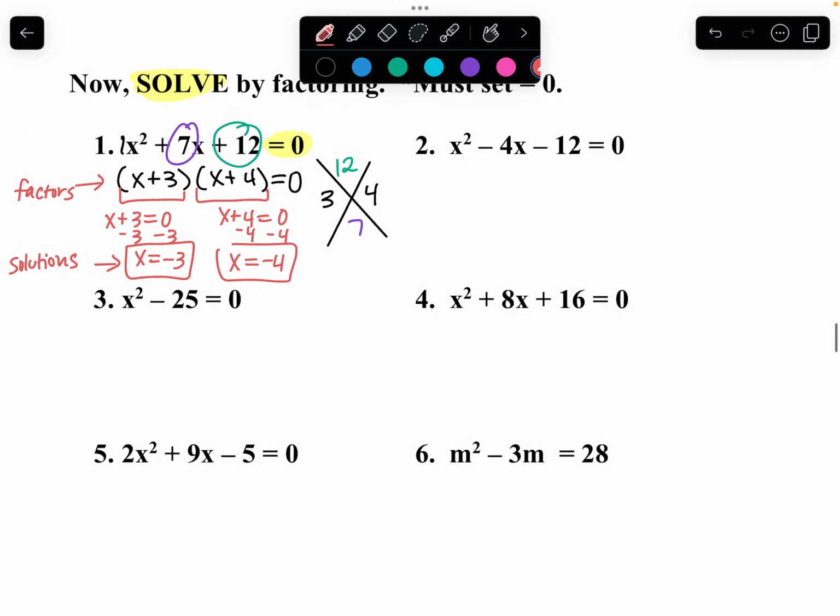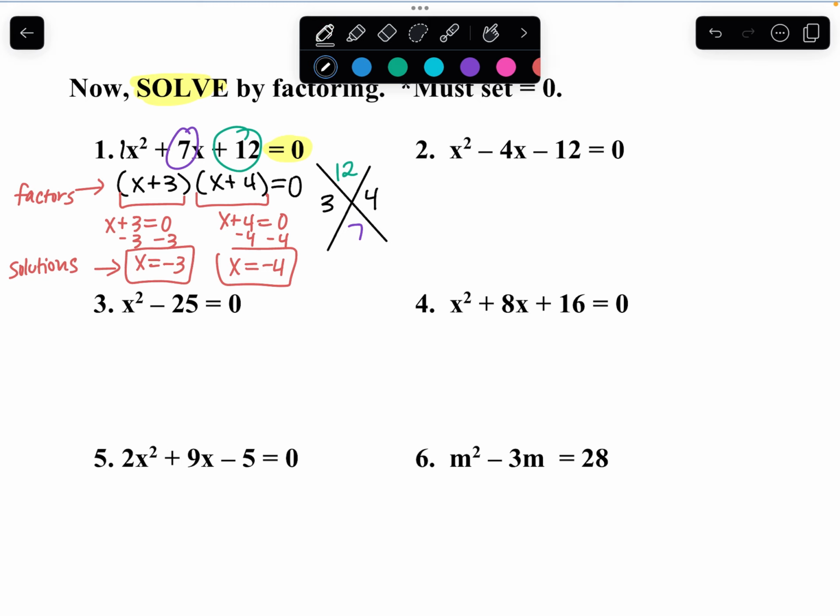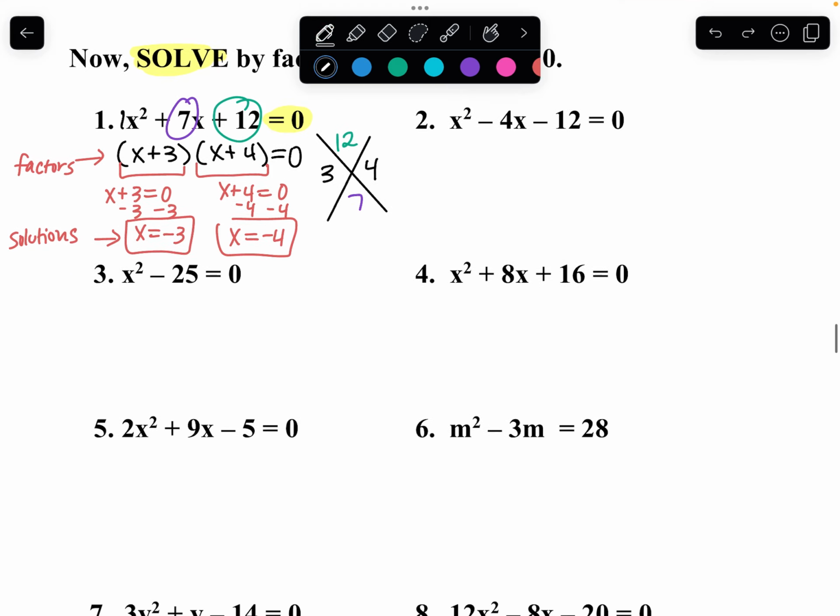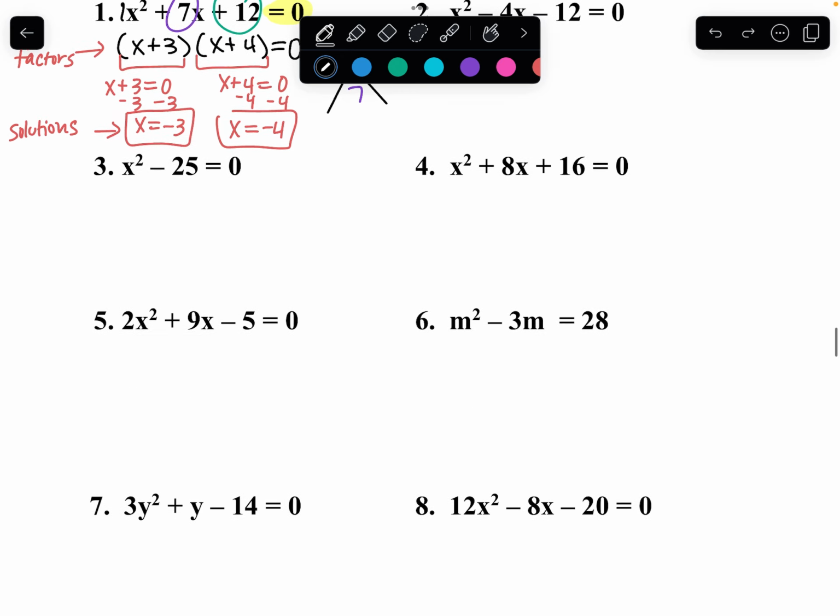Okay, and so the idea is you set the quadratic equal to 0, just like when you use the quadratic formula. You get your factors, set each factor equal to 0, and solve. And so this is our difference of squares that factors to x plus 5, x minus 5. And then when we set each factor equal to 0, we would get x equals -5 and x equals +5.